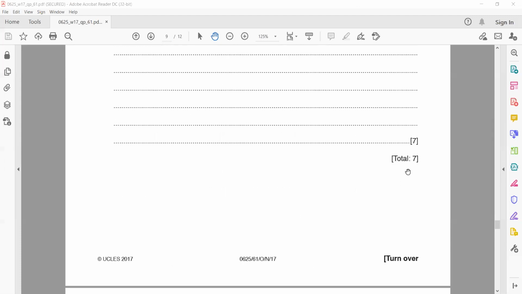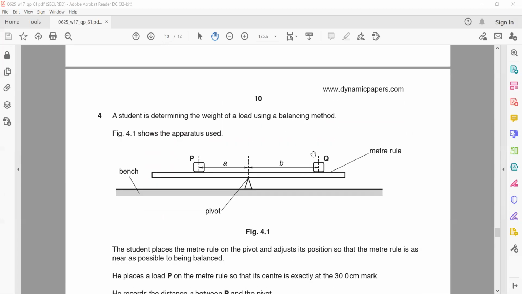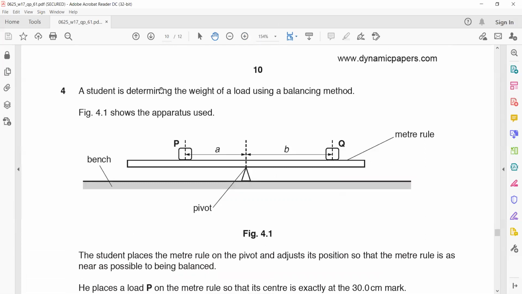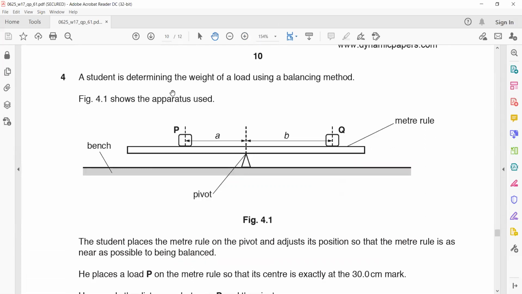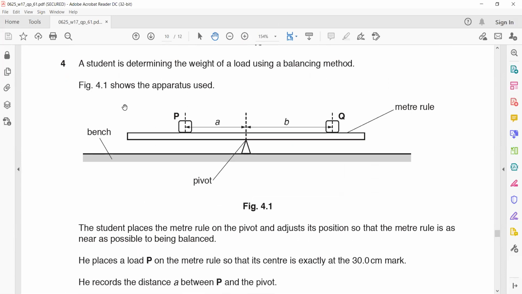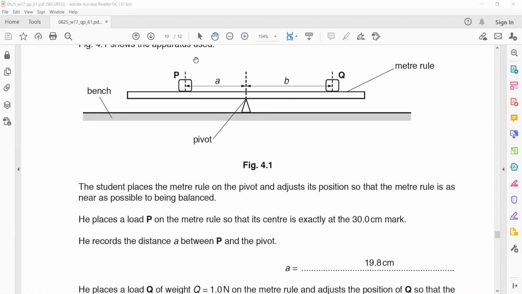So this is a 7-mark question. The planning of experiment. A student is determining the weight of a load using a balance method. Figure 4.1 shows the apparatus used. So we have P and Q and we are using a balancing method. The student places a meter rule on a pivot and adjusts the position so that the meter rule is as near as possible to being balanced. So the meter rule is balanced when the loads are placed on it.